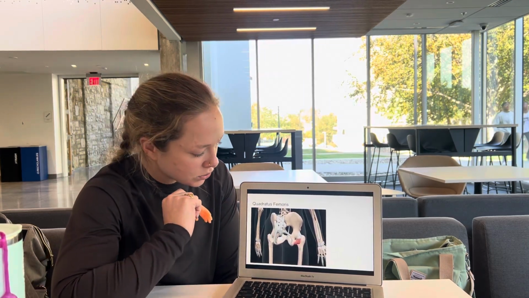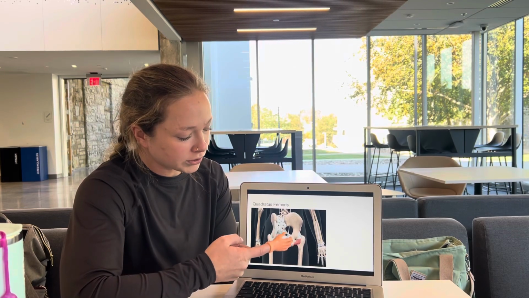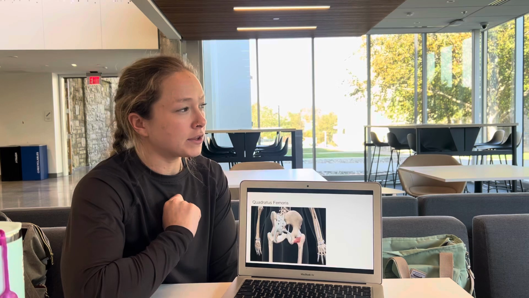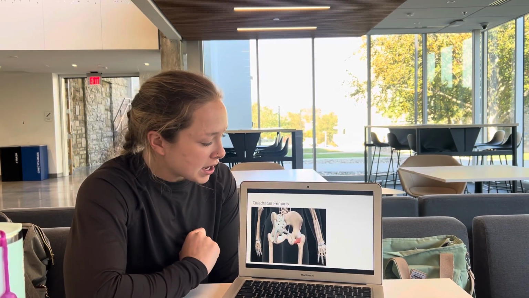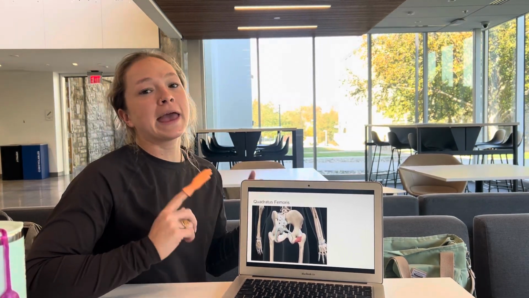Quadratus femoris is going to originate on the lateral surface of our ischial tuberosity, and then it's going to insert over on the quadrate tubercle of our intertrochanteric crest on our femur. It is going to help us with also hip external rotation, but hip adduction.